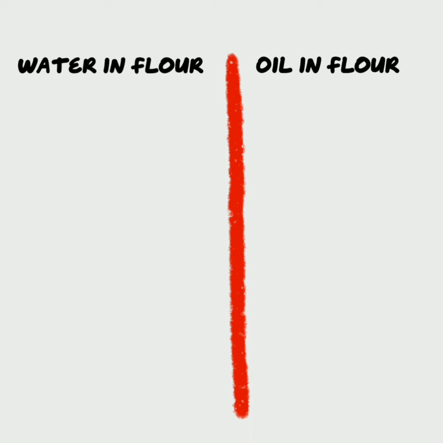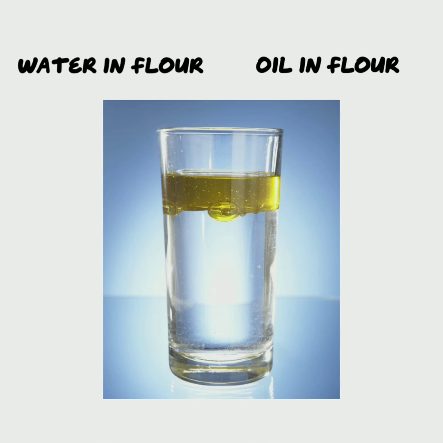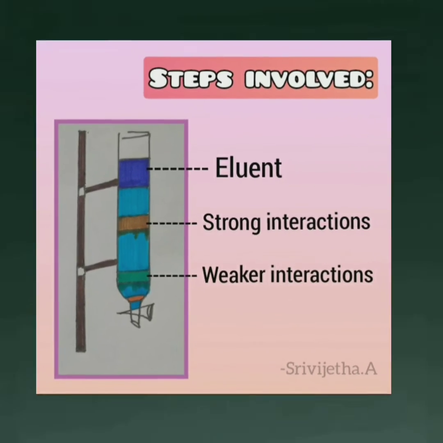To make it more clear, let me tell you in an easy manner. When we add oil or water to flour, that is idli flour or anything, water gets adsorbed first and reaches the bottom. Oil takes some time because oil is less dense than water. So the substance that is most readily adsorbed stays on the top and others come down. This is shown to us here in 3 colors.